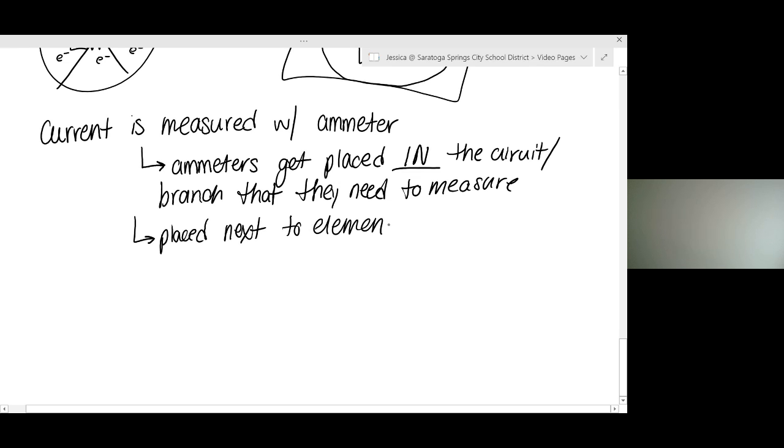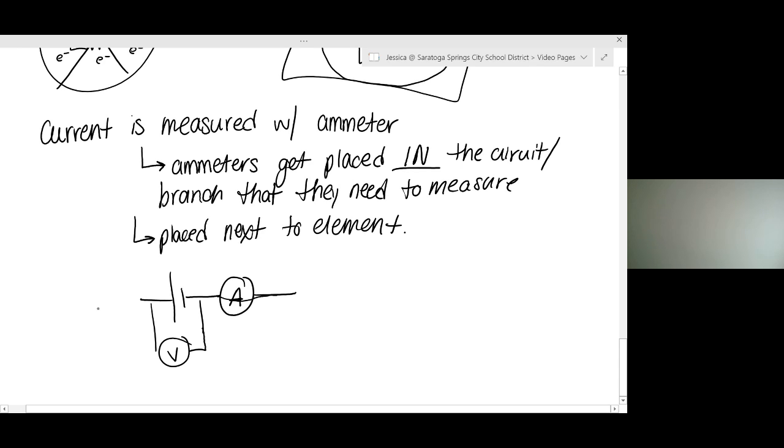Okay, so if I was going to measure the amount of current coming from a battery, I might have a battery and then right next to it place an ammeter. I like to think of the line and the A as being a continuation of the wire. Okay. That kind of helps me remember that my ammeters need to be placed in the circuit, not around the element like the voltmeter does.